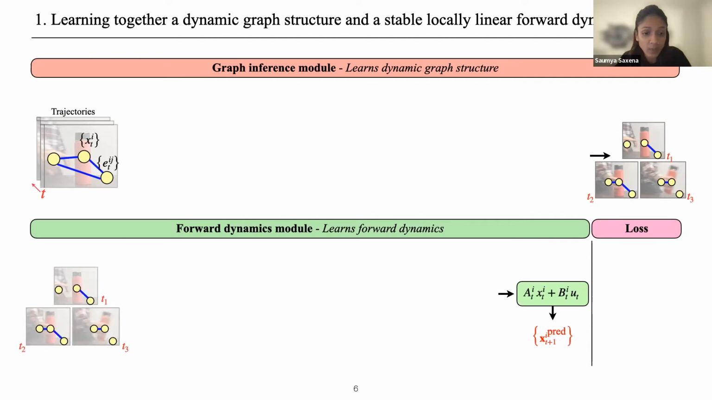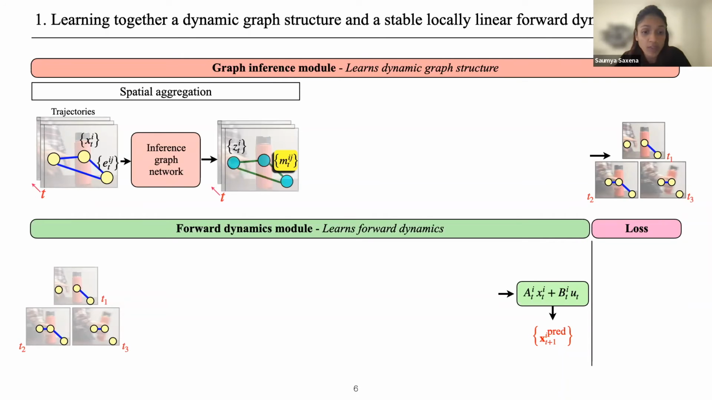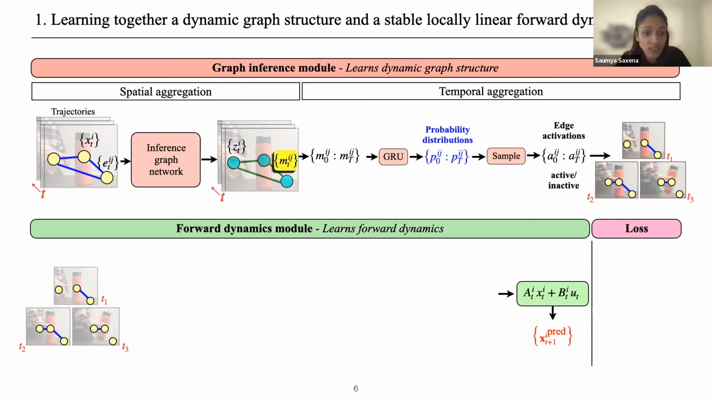The forward dynamics module takes as input the learned graph structure and outputs stable locally linear dynamics for each node in the graph. The graph inference module first performs spatial aggregation on the fully connected graphs by passing them through an inference graph network. Next, information is aggregated temporally by passing the output edge embeddings through a GRU. The GRU outputs discrete probability distributions over edge types. This probability distribution is sampled to obtain edge activations, that is, active or inactive for each edge.